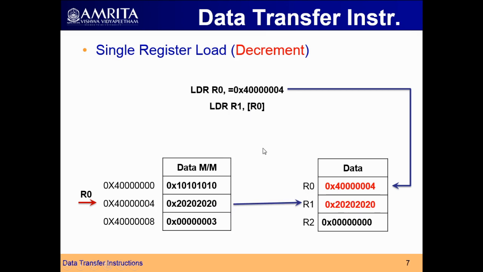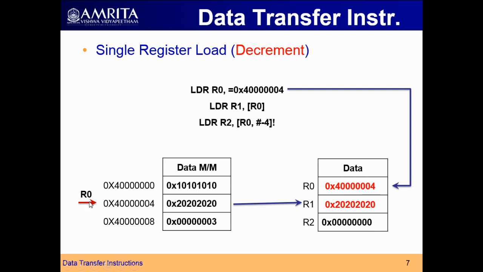Then in the next instruction I am writing LDR R2, [R0, #-4]. The only difference is that instead of 4, I am writing -4. Since I am writing #-4, whatever address is stored in R0 will be decremented by this offset value. Till now we have seen only the incrementing operation on the base address, but now the base address stored in R0, that is 4004, will be decremented by 4 since the minus is there.